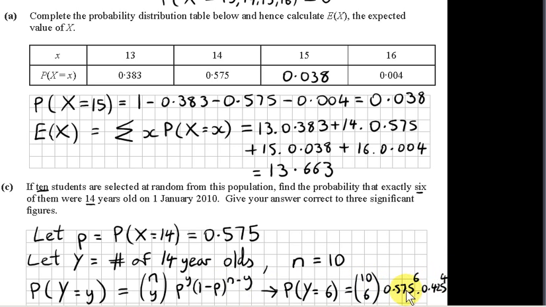So we want 6 students to be exactly 14 years old, and we want the remaining 4 of the 10 students to be some other age. That probability is 0.425. Now we want our answer correct to 3 significant figures. So we have 1, 2, 3 figures in our answer here. In other words, we want our answer correct to 2 decimal places. We get 0.25. So this is the probability that exactly 6 students out of 10 randomly selected students are 14 years old.